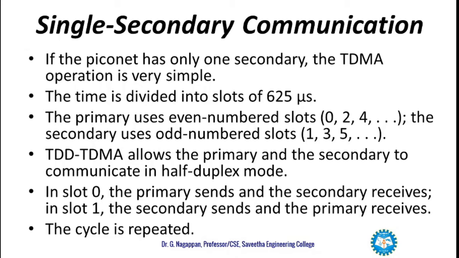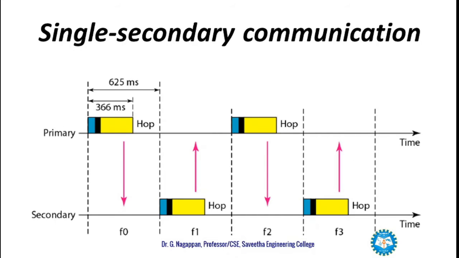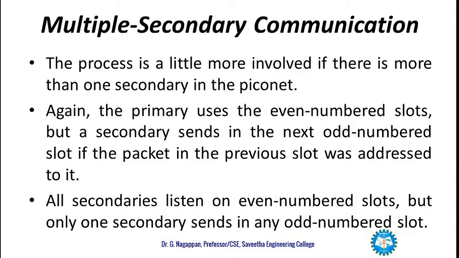In slot 0, the primary sends and the secondary receives. In slot 1, the secondary sends and the primary receives. The cycle is repeated. So this is how it works. So primary, secondary, and they send information alternatively with the proper header and the data modules.